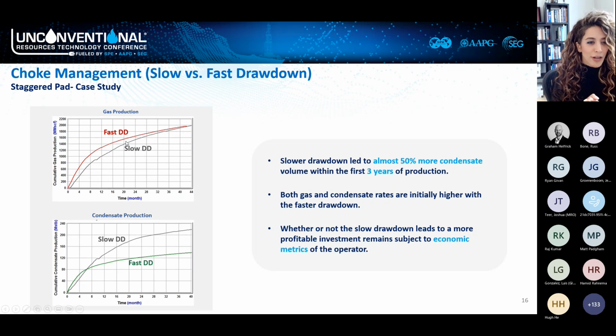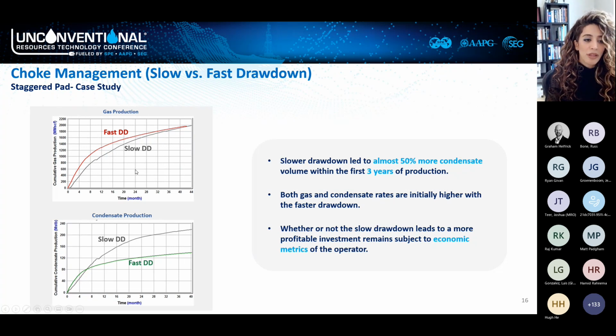Interestingly enough, for the condensate, if you look at the slow drawdown in gray and fast drawdown in green, we can observe that in only 6 months, the well with the slow drawdown produced enough condensate to catch up with the production of the fast drawdown. And in the matter of almost 3 years, it produced 50% more condensate than the well with the faster drawdown, which was a very interesting and eye-opening observation for us.